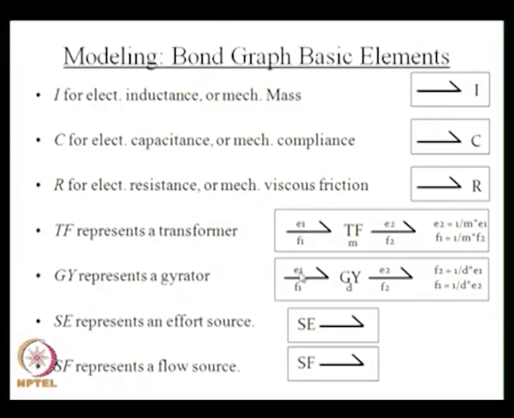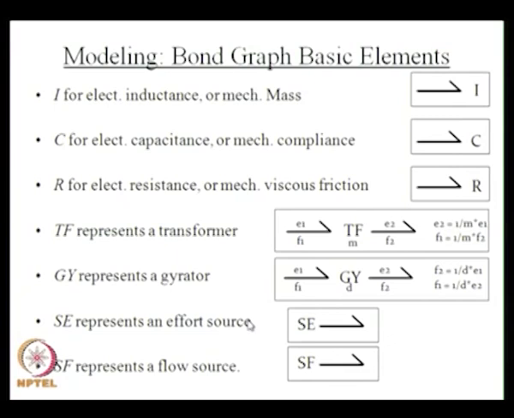So we can see E1 related to F2 and F1 to E2, and that relationship is given as F2 is 1 over d E1 and F1 is 1 over d E2. So we are relating F2 and E1, and E2 and F1. That is the relationship for the gyrator.